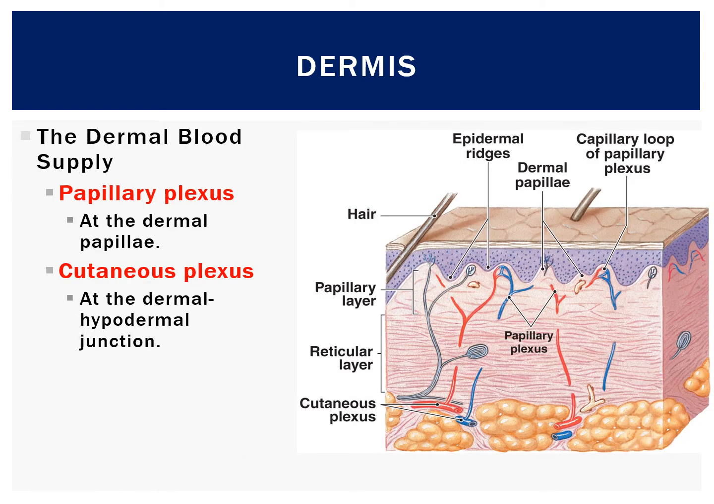Alright, for the blood supply in the dermis, it has the papillary plexus at the dermal papilla. Remember, at the top layer of the dermis. And the cutaneous plexus is located at the dermal-hypodermal junction. So to make it easy to remember, the papillary plexus is at the upper part of the dermis, while the cutaneous plexus is the lower part of the dermis.